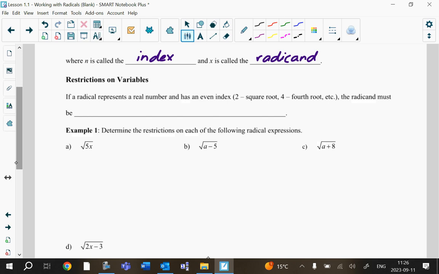That's the same with any radical that has an even index. You cannot take the square root of negative numbers. You cannot take the square root, or sorry, the fourth root of negative numbers, etc. Because whatever's underneath must always be greater than or equal to 0.